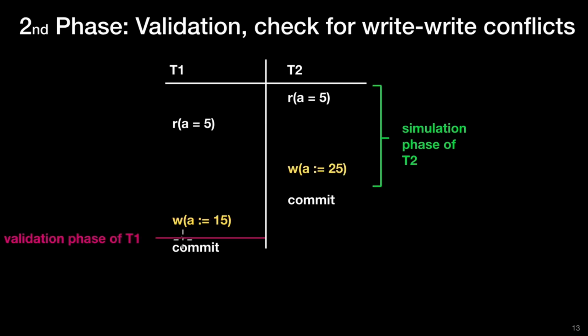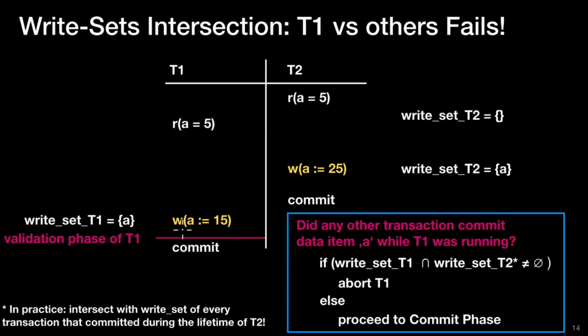Yeah, then for transaction 1 comes the validation phase. And here we have to check whether this data item A was written by another transaction that committed. So again, we had this check before. The question is, did any other transaction commit data item A while T1 was running? Well, T2 committed this item. This item was committed here. That is the problem, and that is the conflict. That has to be detected.